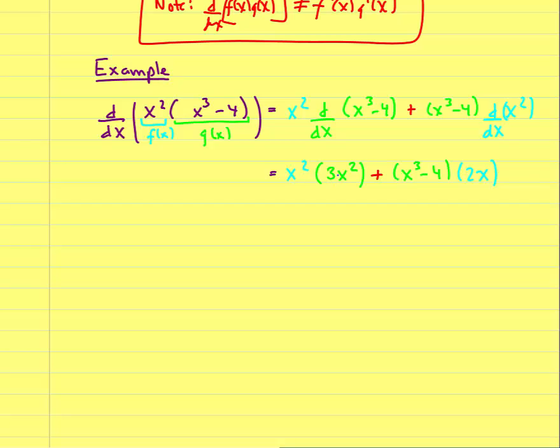So we take x squared times 3x squared will give me 3x to the 4th plus, now here I'll need to take this 2x and distribute here and here.